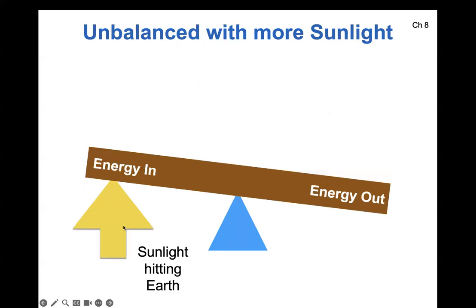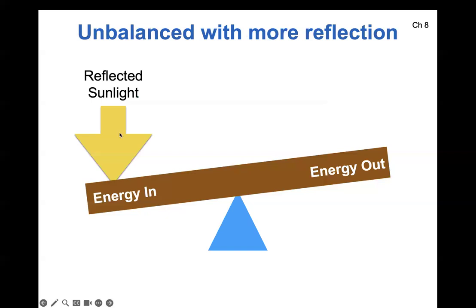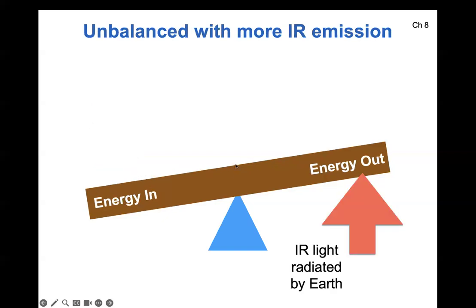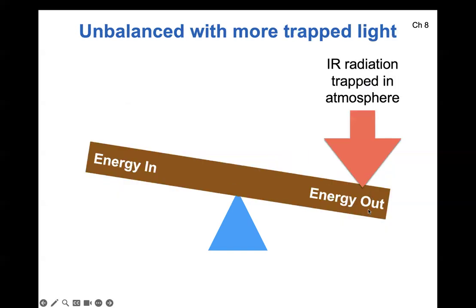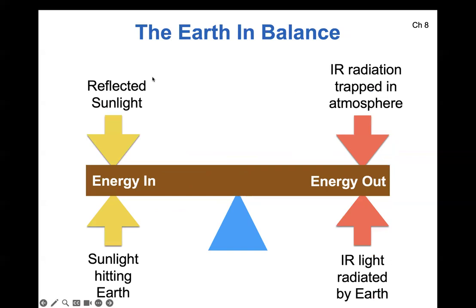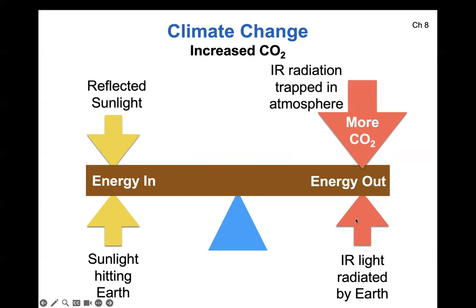Sunlight hitting Earth, right? If you increase that, that's more energy in, which means that if then you account for reflected sunlight, that's a little bit less energy in. If you're radiation out, then that's going to push the other side of the balance up. Your infrared radiation trapped will lower that side of the balance. And so all four of them operate like this. So on the energy inside, we've got the two opposing effects on the energy out.